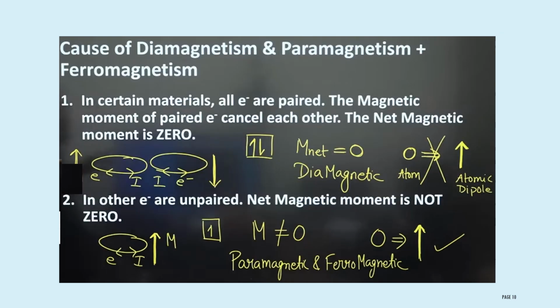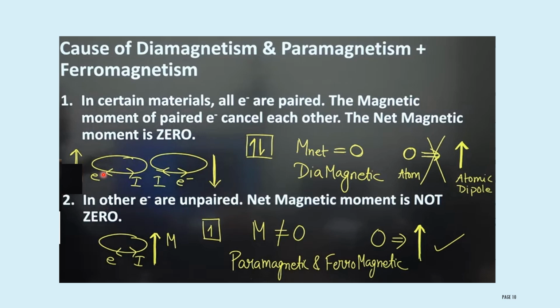Let us discuss the cause of diamagnetism, paramagnetism and ferromagnetism. In certain materials, all electrons are paired. The magnetic moments of paired electrons cancel each other and the net magnetic moment is 0. In certain materials, like diamagnetic materials, electrons exist as paired electrons. Paired electrons means two electrons.